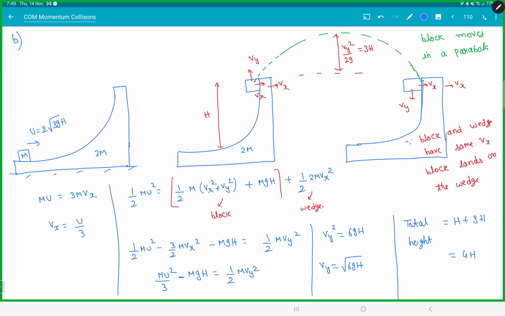Is this making sense, everyone? So they can ask a question like this: for how long does the block lose contact with the wedge? The time of flight, isn't it? 2Vy by g. So you can ask a pretty nice question based on that. Do have a look at this. Anyone not clear with the process? Anything that you didn't understand, not convinced, please ask.